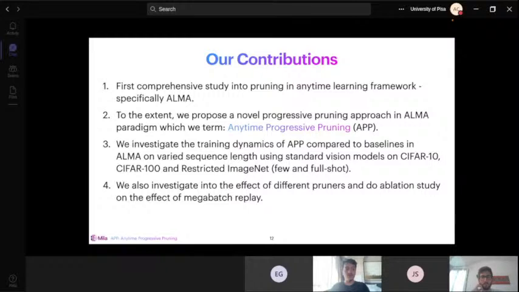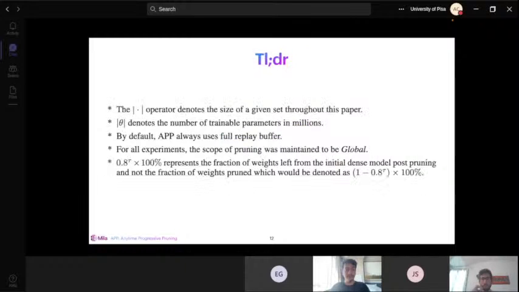And we do it for various standard vision models across CIFAR-10, CIFAR-100, and Restricted ImageNet, both at few and full shot. And we also investigate the dynamics of the training and the effect of different pruners when we have replay or we don't have replay. So with that being said, just a few TLDRs before I go into the exact results.